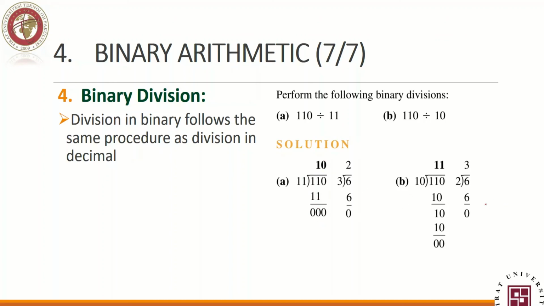Let's take another example. Maybe it will be easier for you to catch the point. Now look at this example. We have 110, the same number, divided by 10. It's a bit different. Now look, there is no point to start from 0. Why? 1 digit divided by 2 digits, no point. We go to 2 digits, 10. So 10 divided by 10, that's 1.